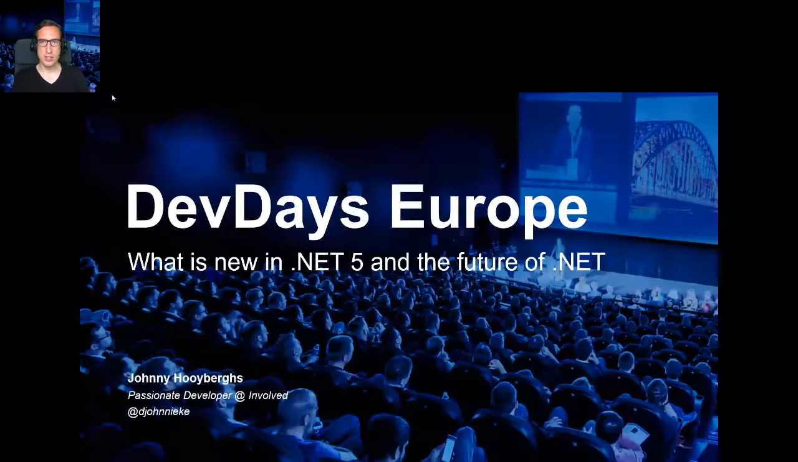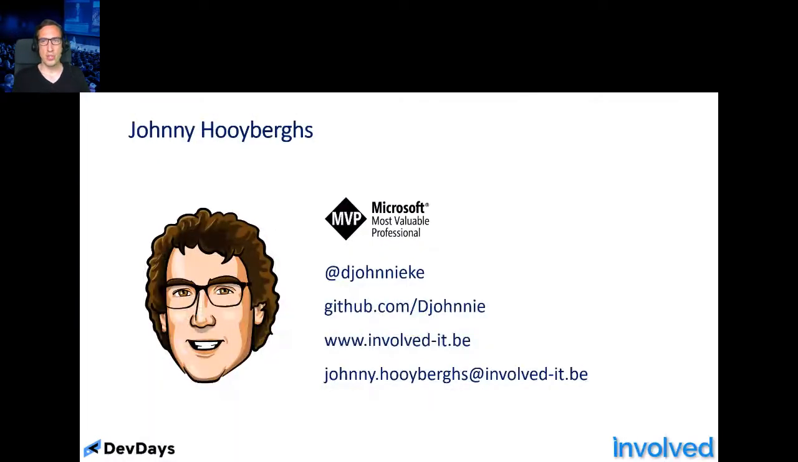So let's get started. My name is Johnny Hooyberghs. I'm from Belgium. I work for a consultancy firm called Involved, and my main job is mostly doing backend architectural work in .NET specifically. I've been doing .NET since its early beginnings, and I'm very happy that I joined the .NET platform in 2002, because it gave me the opportunity to learn it while going.